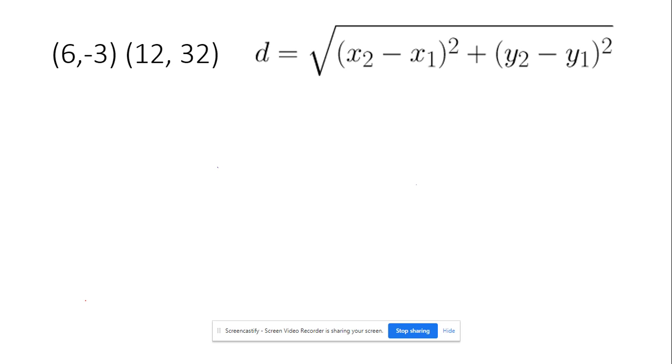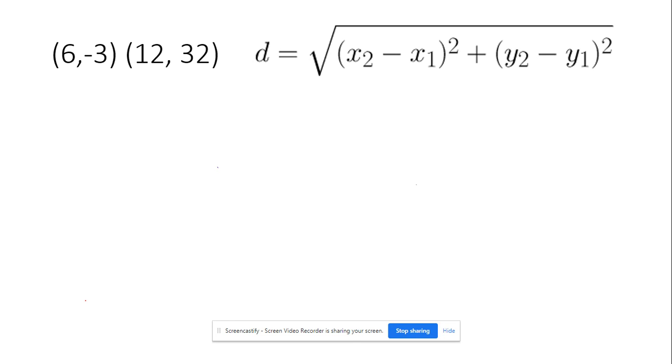Hey guys, so today we're going to learn about how to find the distance between 2 points. This time we're not going to do it by using the Pythagorean theorem, but we are going to be using the distance formula. So distance equals the square root of x2 minus x1 squared plus y2 minus y1 squared.